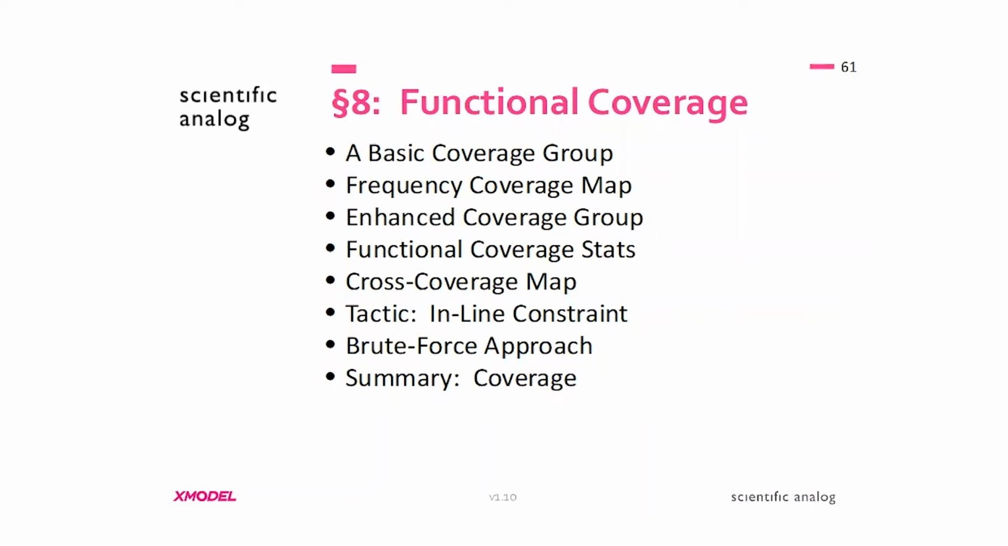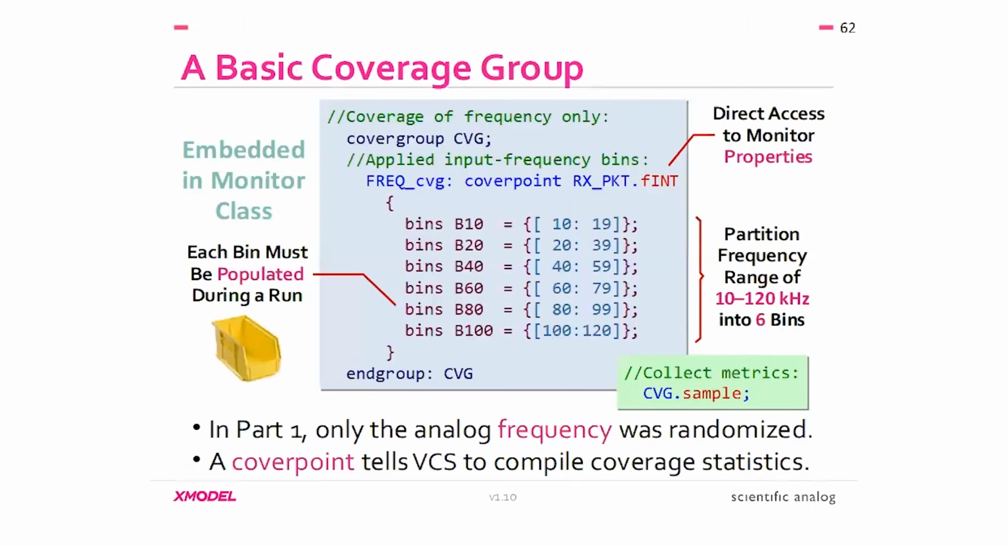Section 8, Functional Coverage. One of the key reasons for using SystemVerilog to write OOP testbench code is its extensive support for functional coverage metrics. Functional coverage gives us an idea how thorough our testbench code is in exercising all of the functionality of our design under test. In the case of our filter, we'd like to be sure that the full frequency range is adequately covered from 10 to 120 kilohertz.